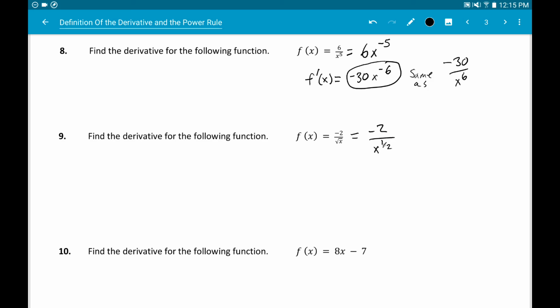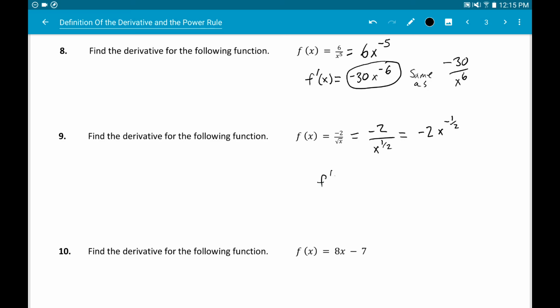Now we still have an issue here. x is still on the bottom, kind of like we had in number 8. So we're going to have to shove that up to the top, and it'll become negative 2x to the negative 1/2. And now we have the form we need.